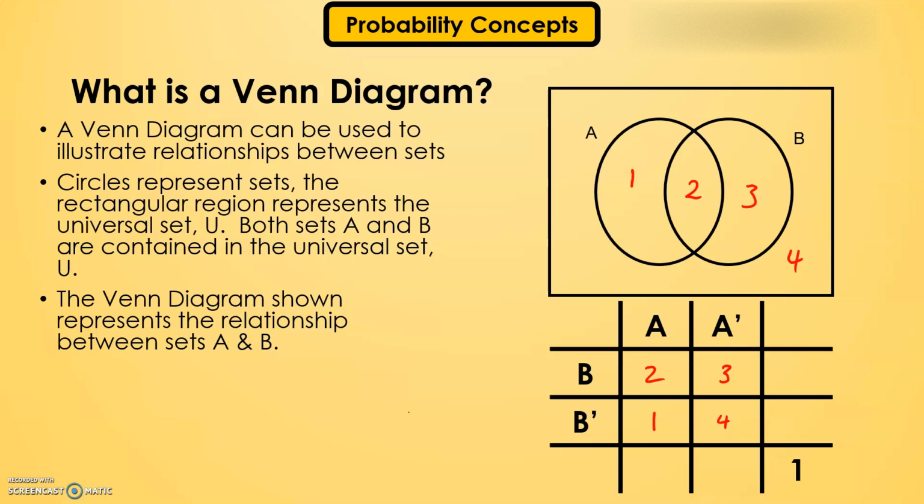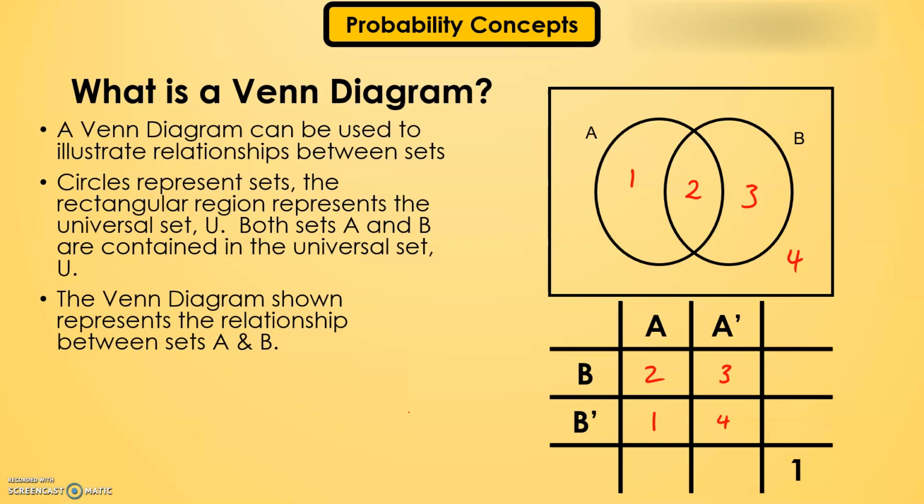So if we think of in terms of our example I gave before, so 1 would be you're in a maths class but not an English class. So 2 would be you're in maths and English. 3 would be you're in an English class but not maths. And 4 would be that you're not doing maths or English.